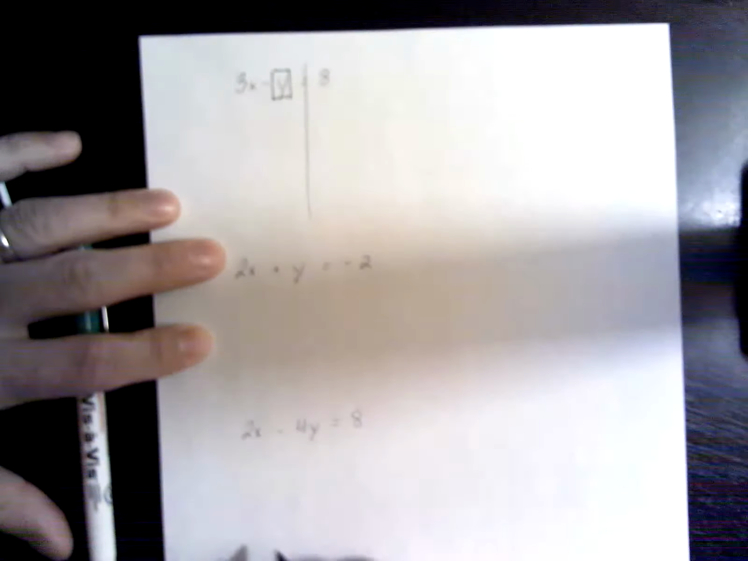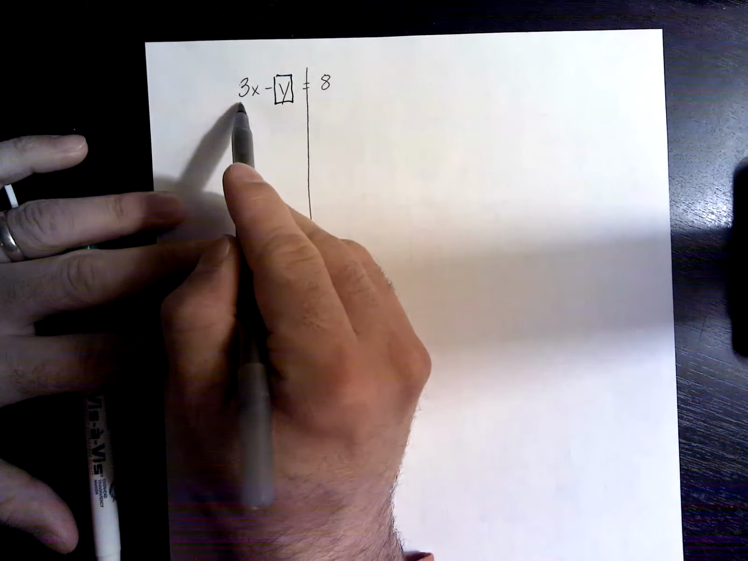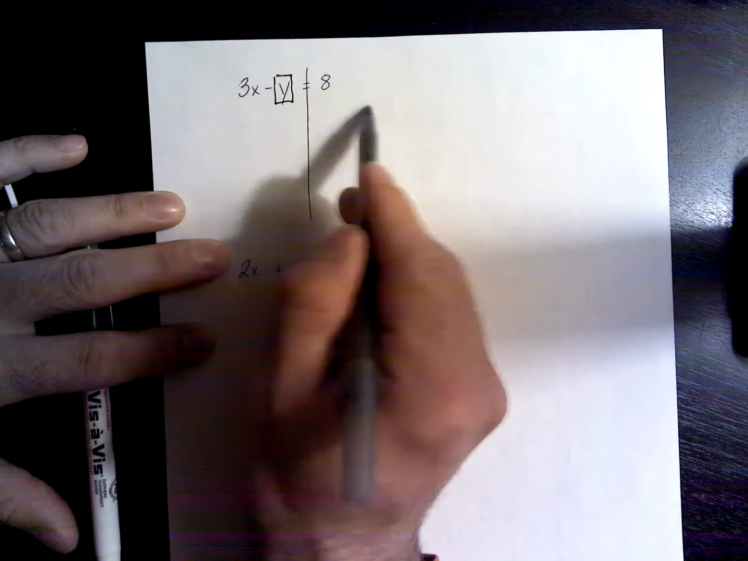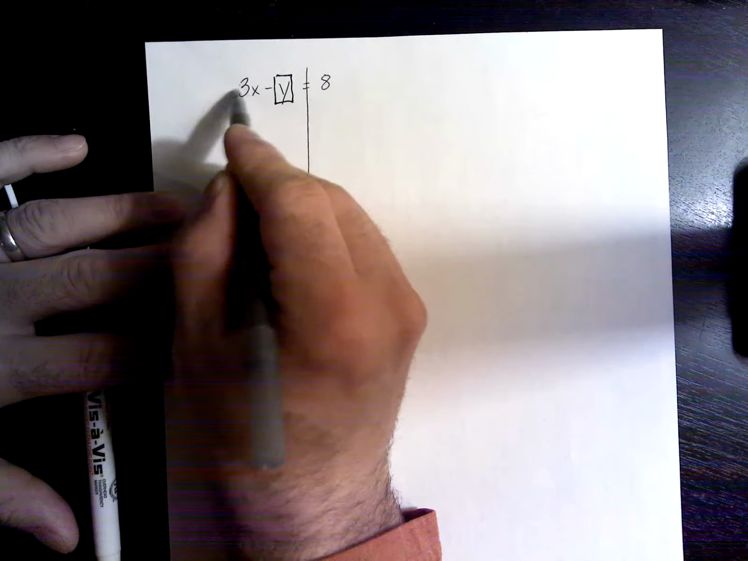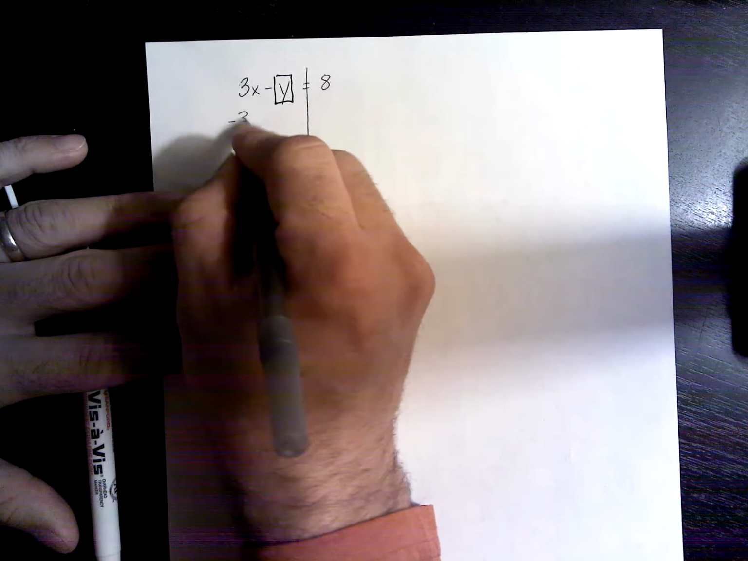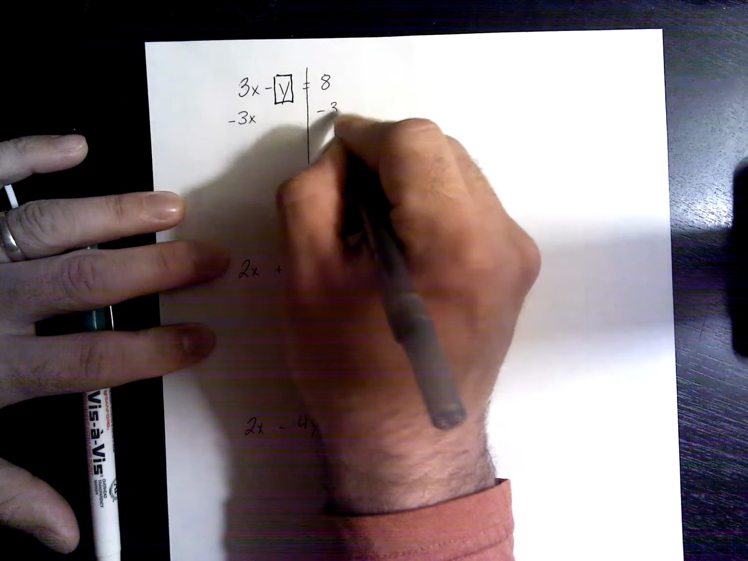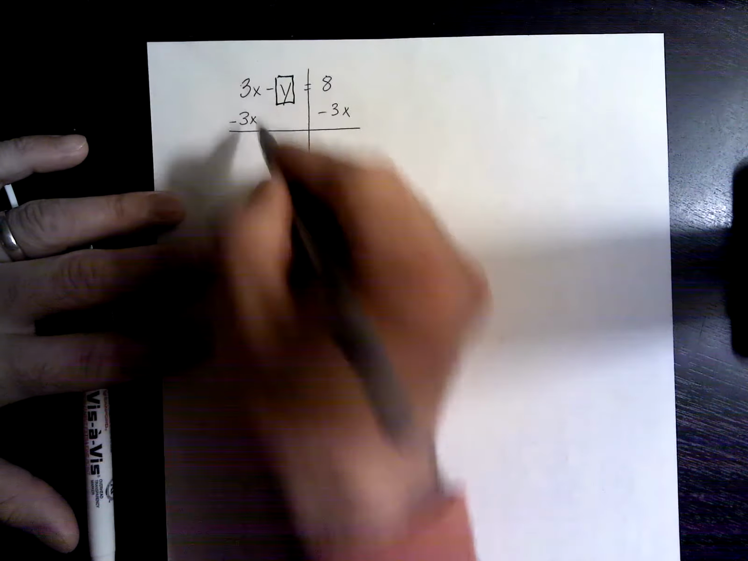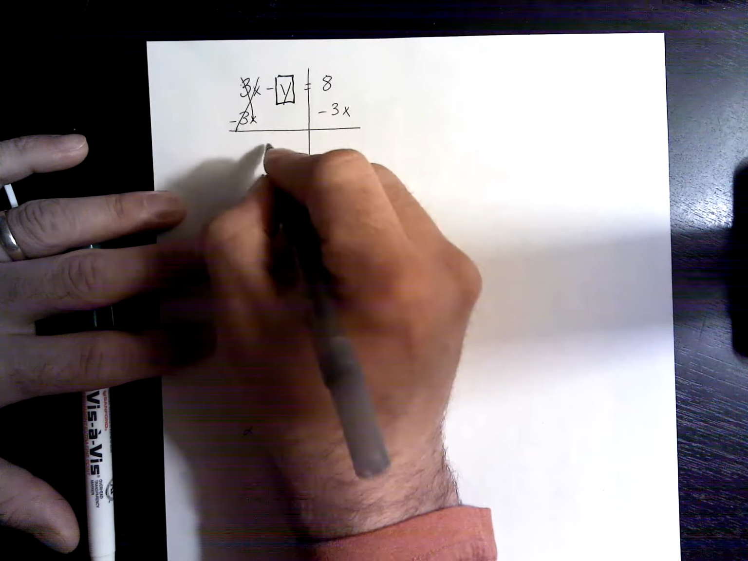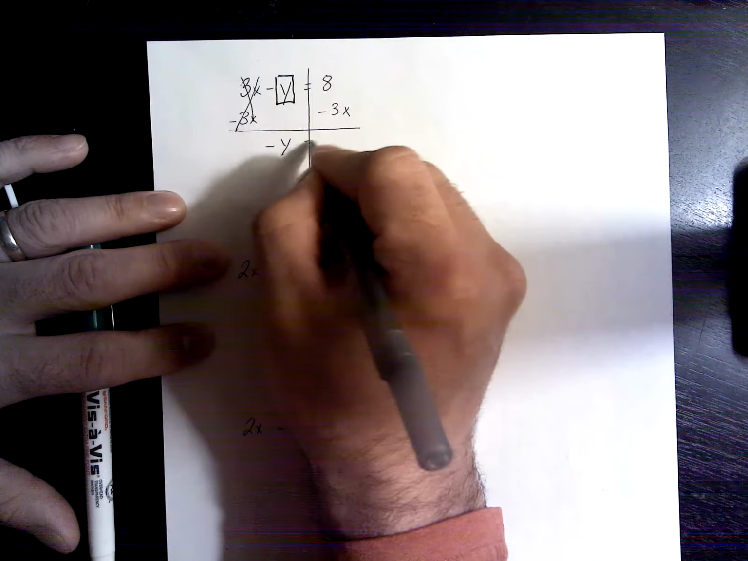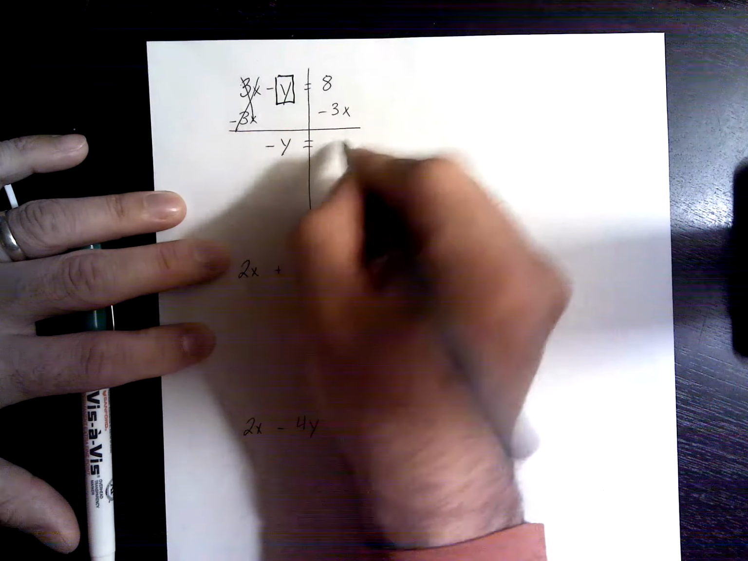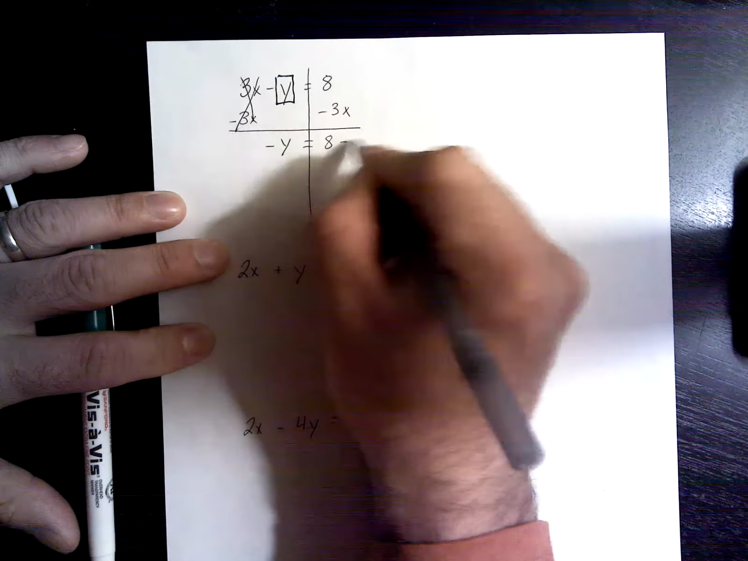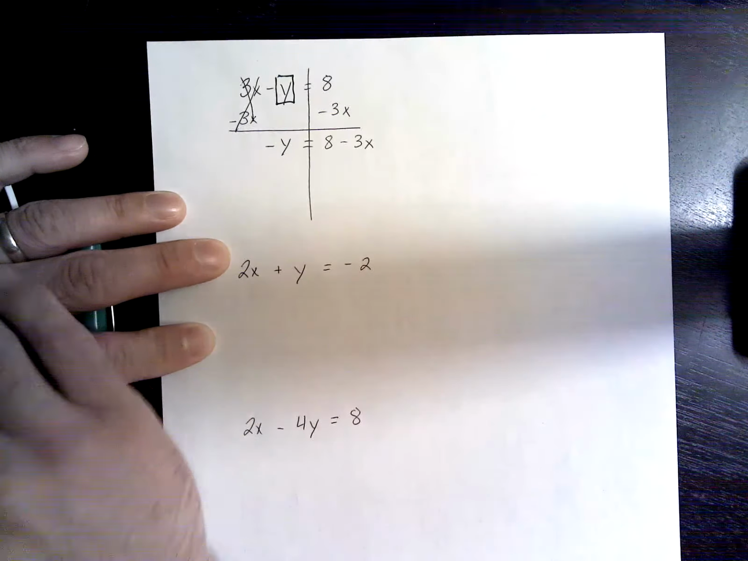So by rule, we're going to build our wall. And then we need to move the 3x to the other side of the wall. So the 3x is positive, so I'm going to subtract 3x on both sides. Now when I do that, the 3x's are eliminated. I'm left with negative y equals, and I have an 8 minus 3x.